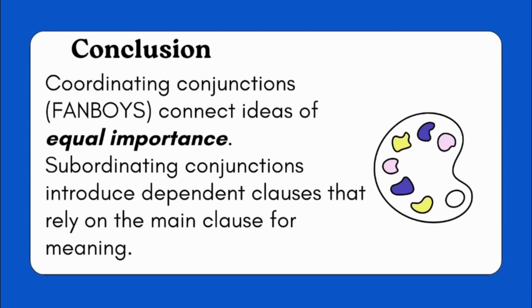And the correlative conjunctions work in pairs to connect two ideas of equal importance. So those are the three conclusions or summaries of the three conjunctions that we have discussed in today's class.